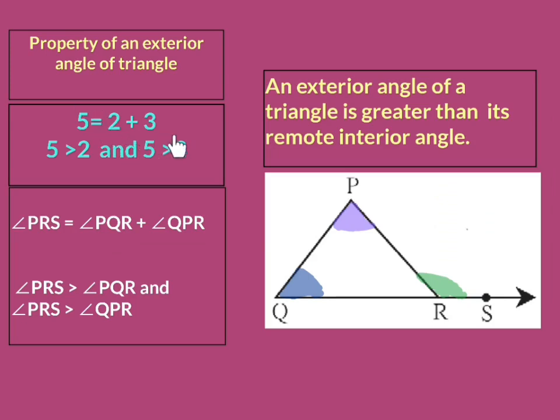We know 5 is equal to 2 plus 3. Hence 5 is greater than 2 and 5 is greater than 3. Similarly, angle PRS is equal to angle PQR plus angle QPR, that is 5 is equal to 2 plus 3. Hence 5 is greater than 2 and 5 is greater than 3 also. Hence angle PRS is greater than angle PQR and angle PRS is greater than angle QPR. Means exterior angle is greater than each of its remote interior angles. This is about the property of an exterior angle of a triangle.